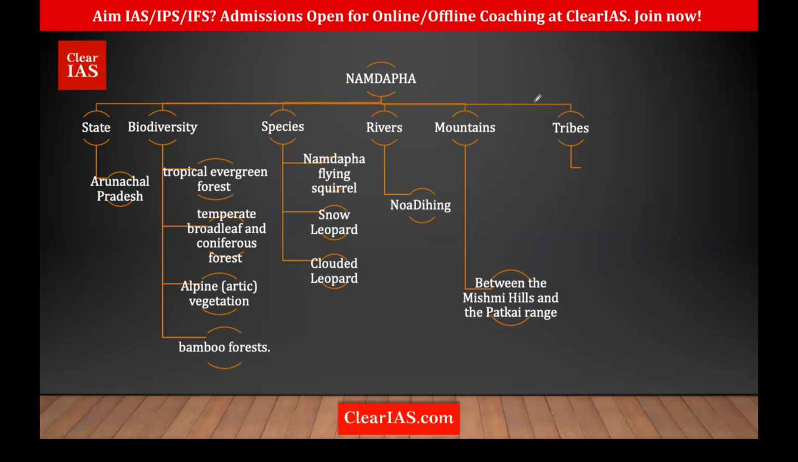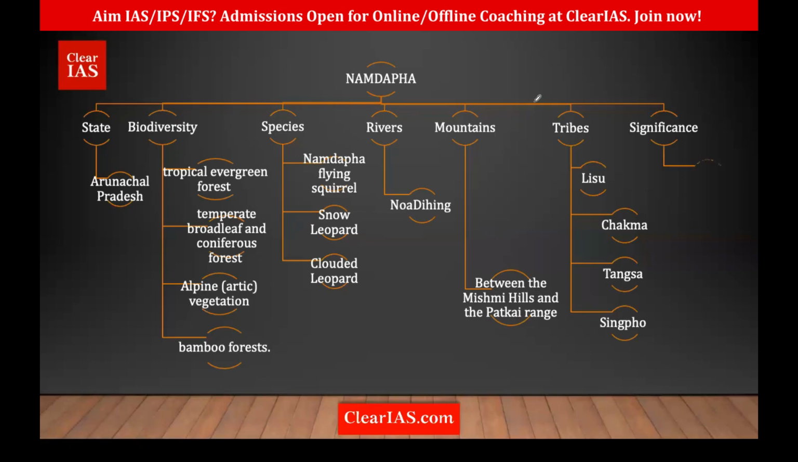And what tribes are found here? We have the Lisu tribes, Chakma tribes, Tangsa tribe, as well as the Singpho tribes. We also have the Mishmi tribes. And what is its significance? It's obviously a national park. Then it is a tiger reserve. We can find the tigers also here. So these are the significance.